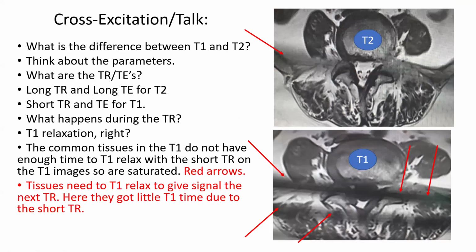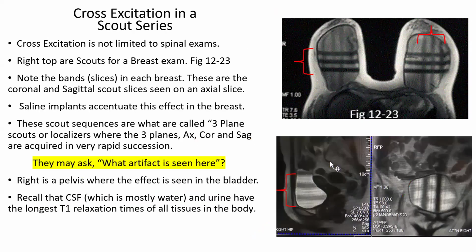Cross excitation and crosstalk is worse at T1 because of the TR. This is the exact same slice, the exact same patient, exact same overlap. Here's the T1. That artifact is going right through the cord. That's a repeat offense. And it's worse on T1 because the tissue here didn't have time to T1 relax. Here's T2 with the very long TR. It's there, but it's subtle. That's cross excitation. Here's cross excitation again. You guys have probably seen this. These are scouts in a breast with implants, and then down in the pelvis. Okay, crosstalk.